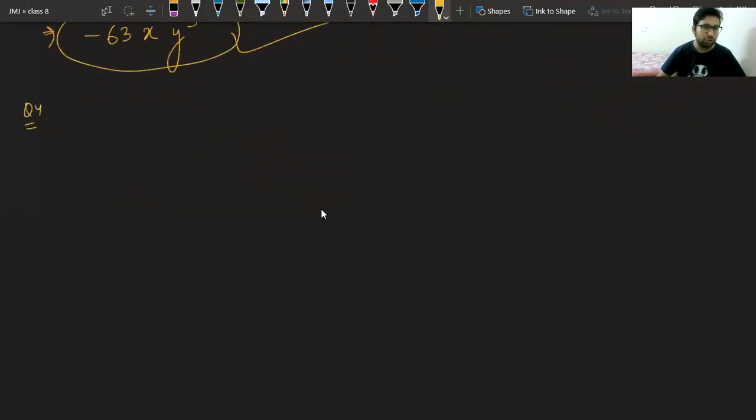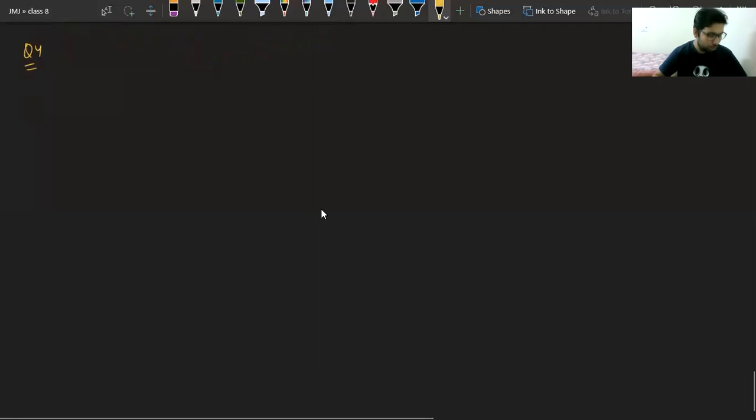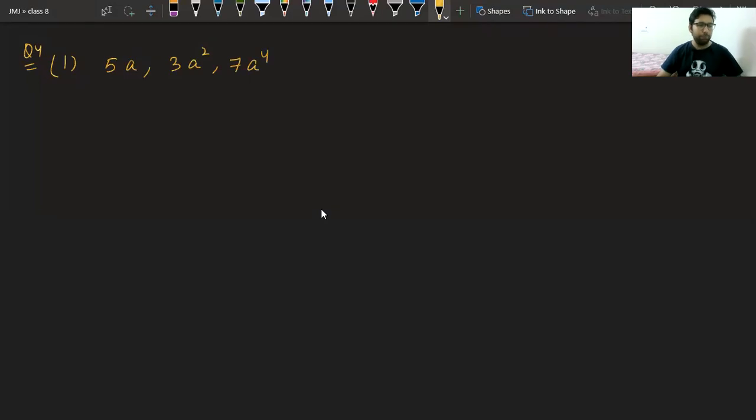Question number 4 is saying, obtain the volume of a rectangular box of length, breadth and height given to you. Again, a very simple question. Let me take the first part. If length is given to you as 5a, breadth is given to you as 3a square and height is given to you as 7a power 4, please tell me what is the volume. Find the volume of this particular cuboid.